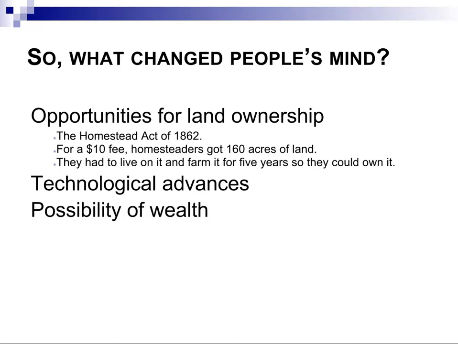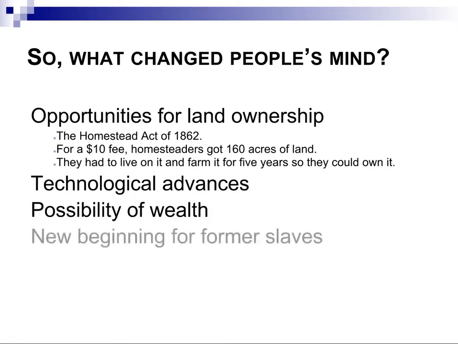If you can go and you can work really hard and survive, then this would be a way that you could advance yourself. For the former slaves, this is sort of a new beginning. We talked a lot about them being stuck in the South. This was one way for them to get out of the South. And groups of them actually left and went to Kansas for this promise of 160 acres and land.